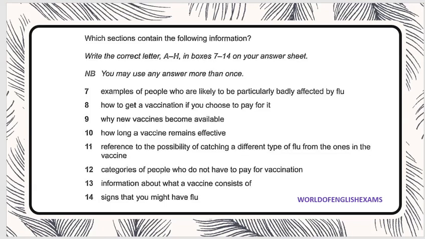So the answer for the 11th question is the reference to a possibility. Possibility is nothing but chance, as given in the paragraph. So there is a chance of catching a different type of flu from the ones in the vaccine. Great. Now let's read the last one.